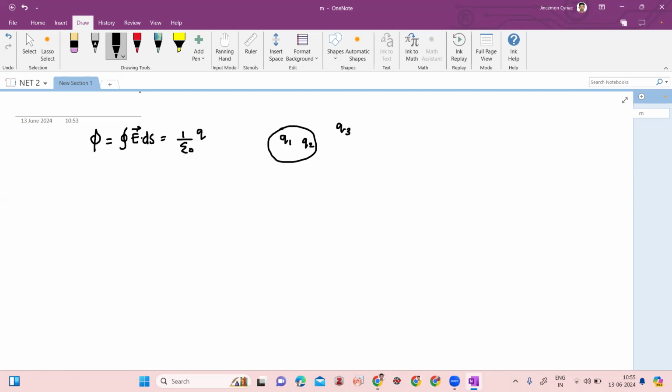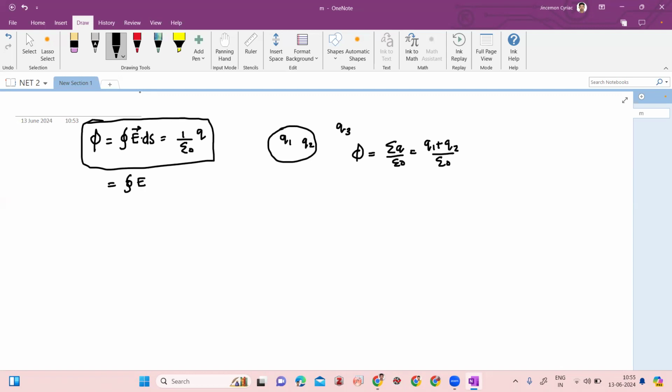Here Q1 and Q2 are within that Gaussian surface, so we can write phi is equal to summation of Q by epsilon 0, that's equal to Q1 plus Q2 by epsilon 0. This is actually the basic of Gauss theorem. So phi is equal to the surface integral E ds. Depending upon the angle, we can write it as the surface integral E ds cos theta, that is equal to 1 by epsilon 0 times the total charge enclosed by any Gaussian surface.